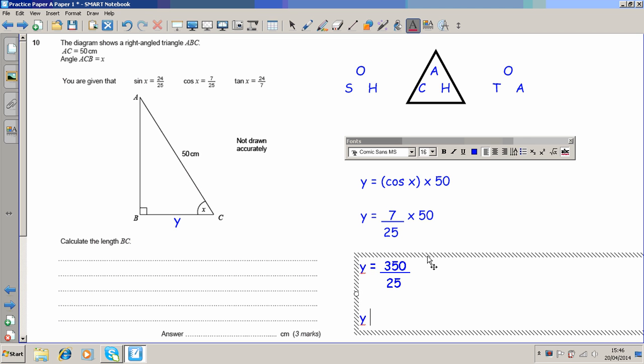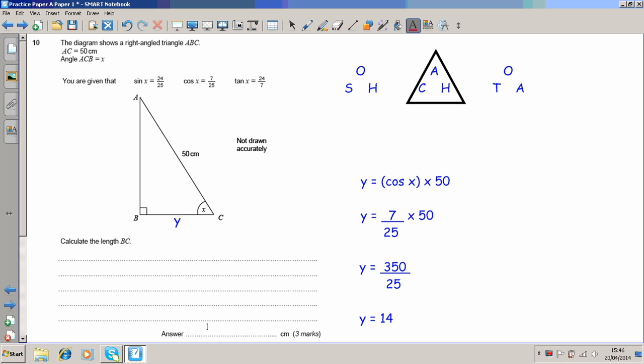And what is 350 divided by 25? Well, I'll just be using my fingers. 25, 50, 75, 100, 125, 150, 175, 200 is 8. 225, 250, 275, 300 is 12. 325, 350 is 14 times. So it's 14 centimetres is our answer.